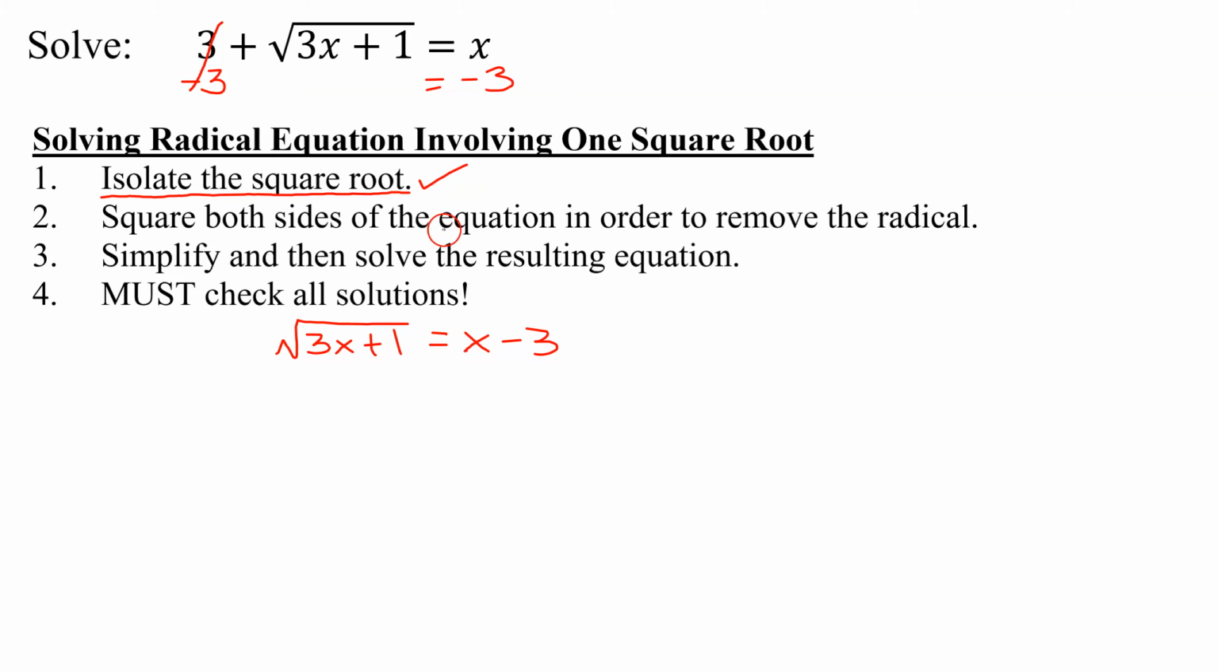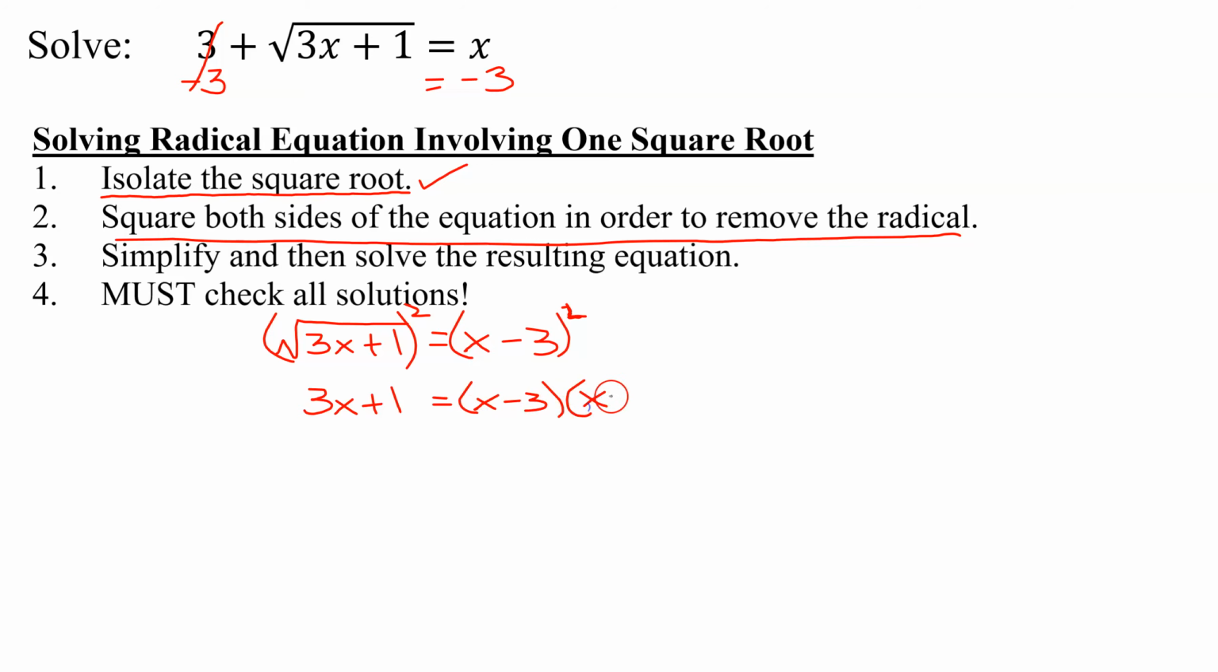Now I'm going to have to square both sides of the equation in order to remove the radical. So I'm going to square the left-hand side, and I have to square the right-hand side as a binomial. On the left-hand side, when you square a square root, you just get the radicand. So I'm going to get 3x plus 1 equals. Now be careful. X minus 3 all squared really means x minus 3 times x minus 3.